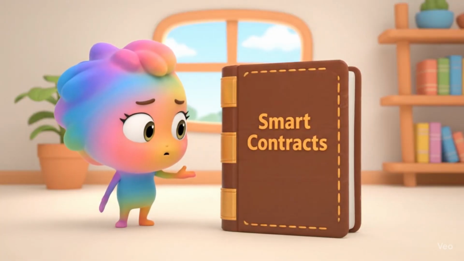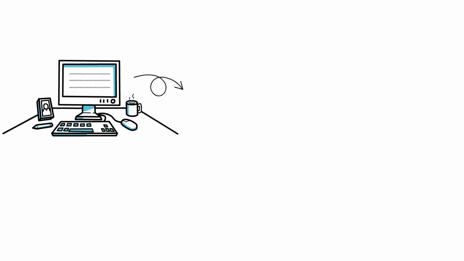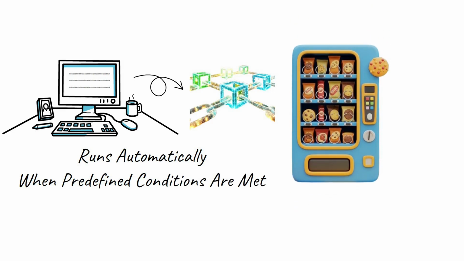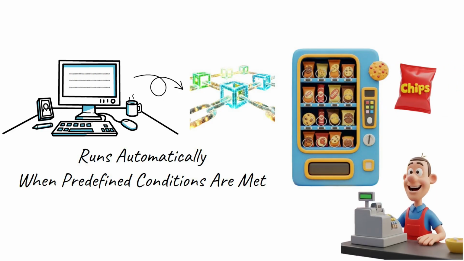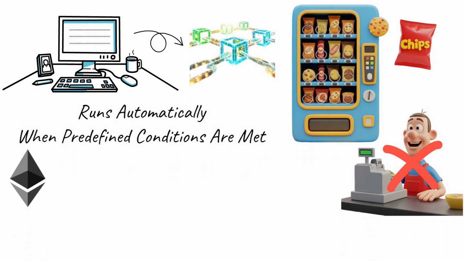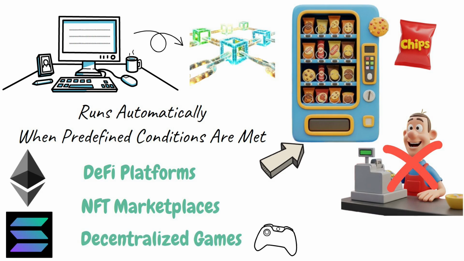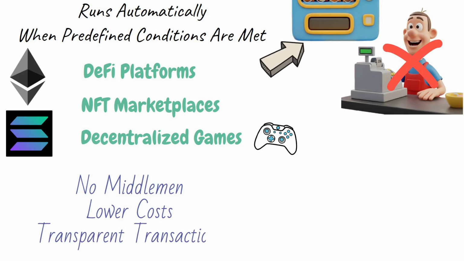All right, first up, smart contracts. Don't let the name scare you. It's really just code that lives on a blockchain and automatically runs when predefined conditions are met. Imagine a vending machine. You insert cash, select your snack, and boom, the machine dispenses it. No cashier needed. On blockchains like Ethereum or Solana, smart contracts act as vending machines for all sorts of decentralized apps, DeFi platforms, NFT marketplaces, or even decentralized games. They remove middlemen, reduce costs, and make transactions transparent.